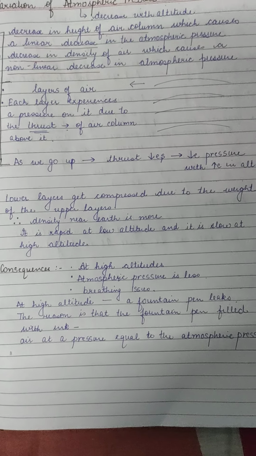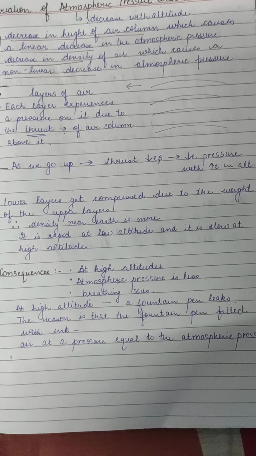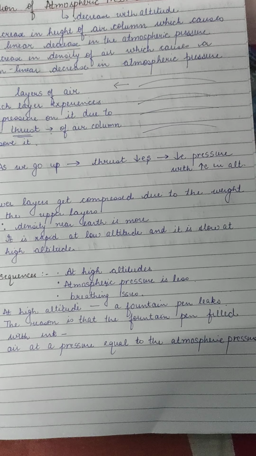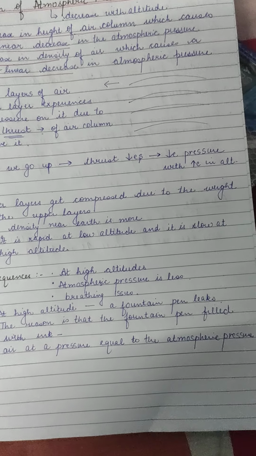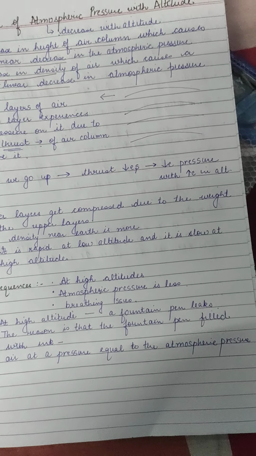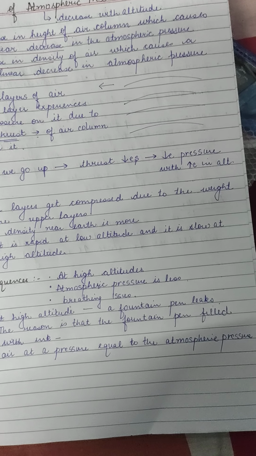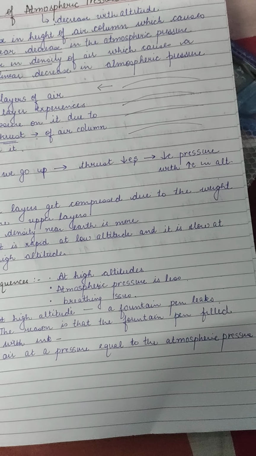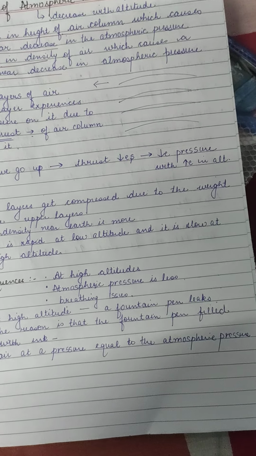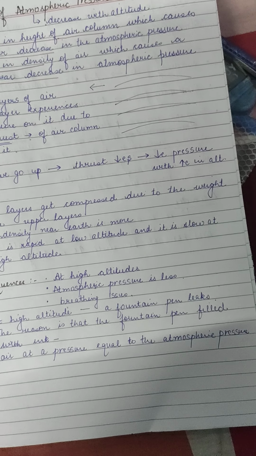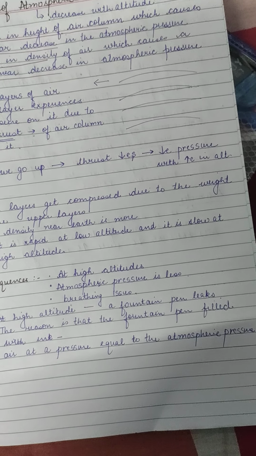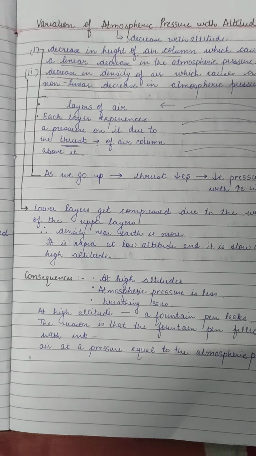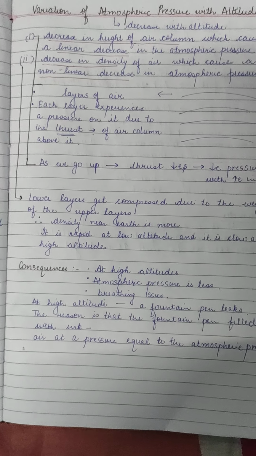Whenever atmospheric pressure is there, we know that a number of parallel air layers are there, and each layer experiences a pressure on it. Therefore, the height of the air column above us decreases, so the thrust exerted by the air column also decreases, which results in the decrease of atmospheric pressure with increase in altitude.